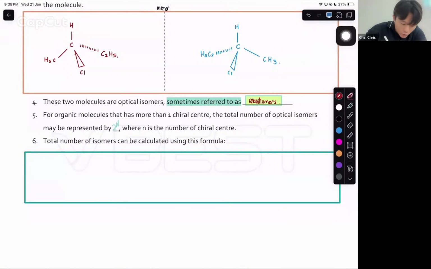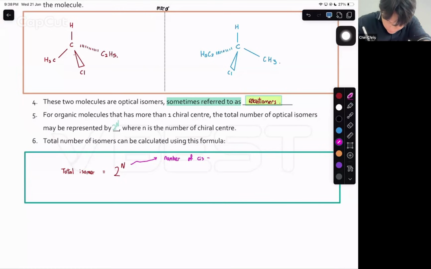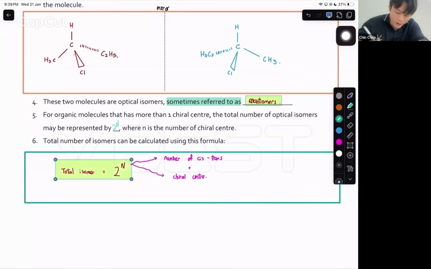Alright guys, now how do you find your total isomers? Remember, we can use this formula, 2 to the power of n. And guys, n stands for the number of cis trans stickmen plus chiral centers. So 2 to the power of n, where n is the number of cis trans plus chiral centers.